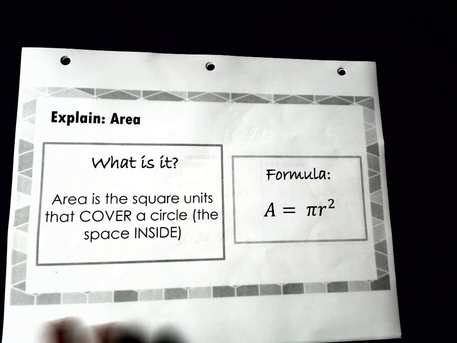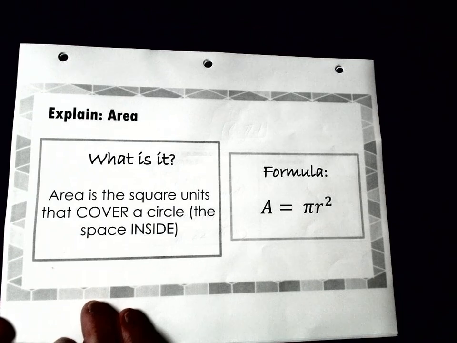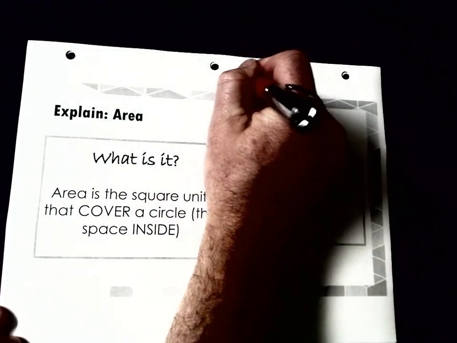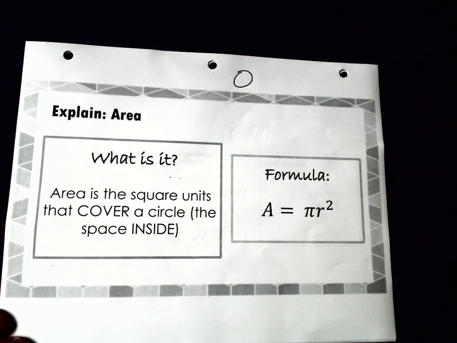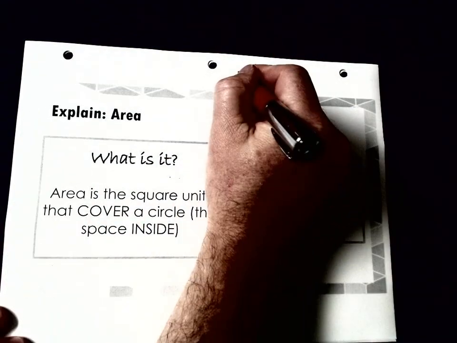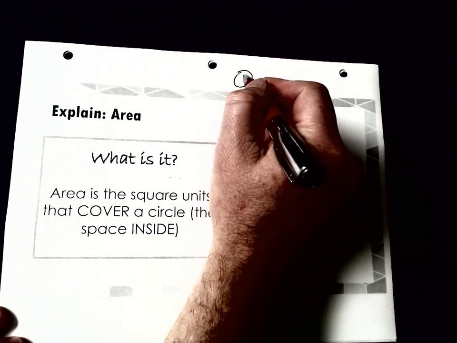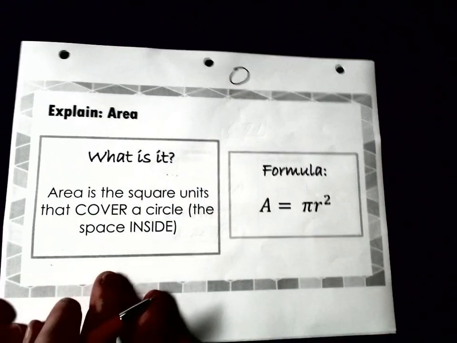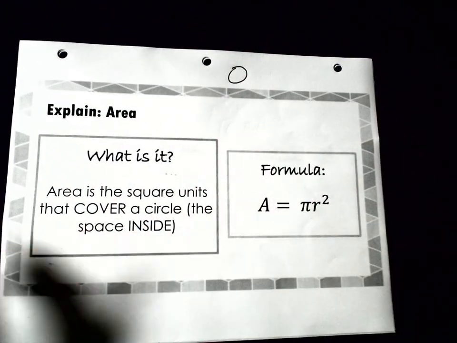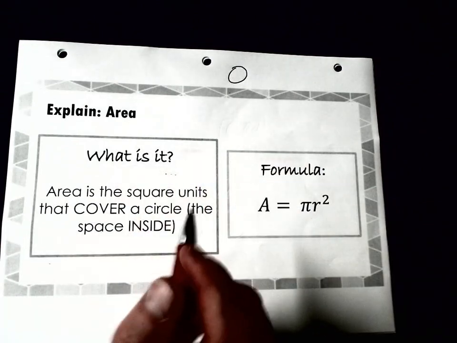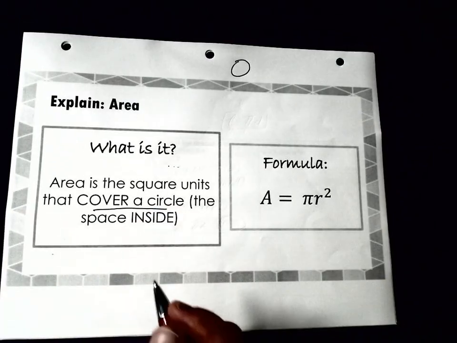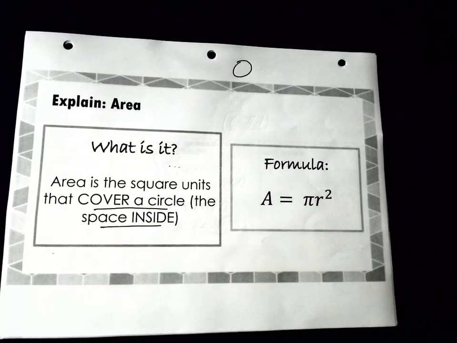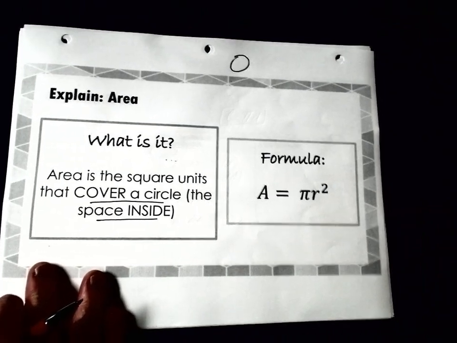Yesterday we learned about circumference of a circle, which is the distance around the circle. Today we're going to talk about area, which is the amount inside the circle. The area is inside the circle. Circumference is outside the circle. So what is it? The area is the square units that cover a circle. It's the space inside. Okay, yesterday's circumference, today area.